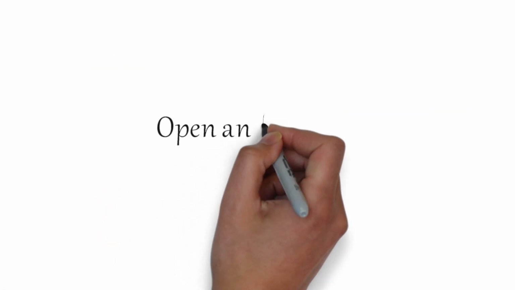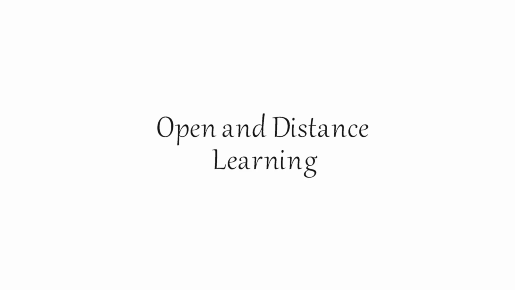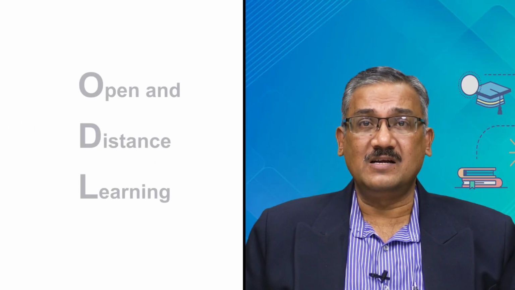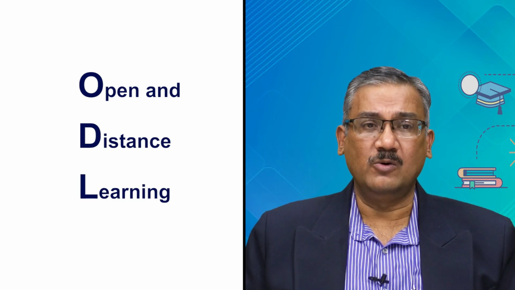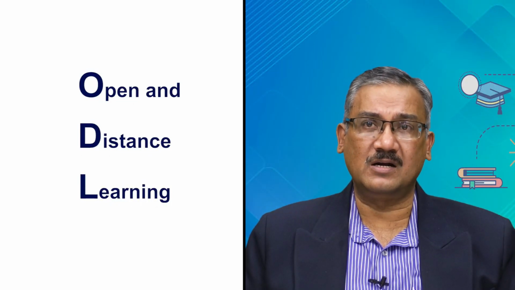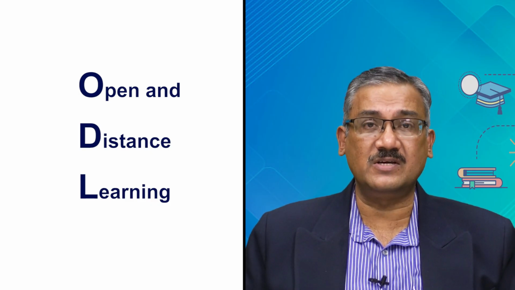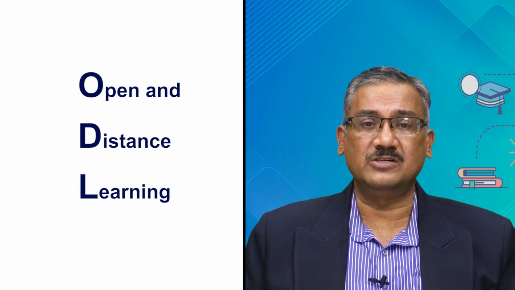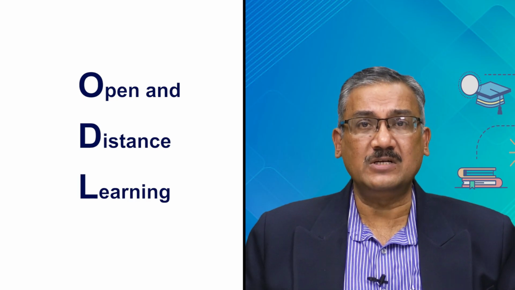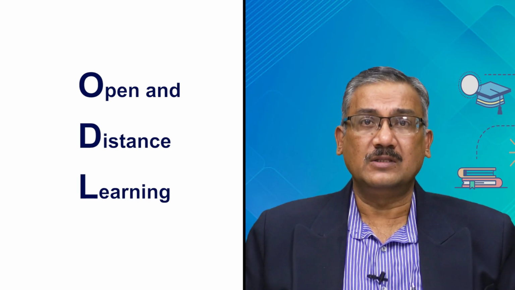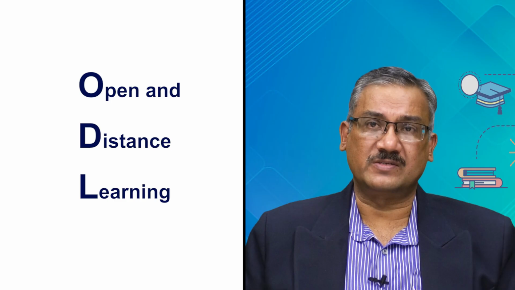Let us begin with the concept of open and distance learning. What is ODL system and how it works? Open and distance learning system is a globally accepted and recognized system of education which can accommodate a large number of learners to fulfill their dream of higher education. It can also increase the gross enrollment ratio of the country significantly. So, open and distance learning has the potential to include the excluded as well as to reach the unreached or unserved segment of the society.